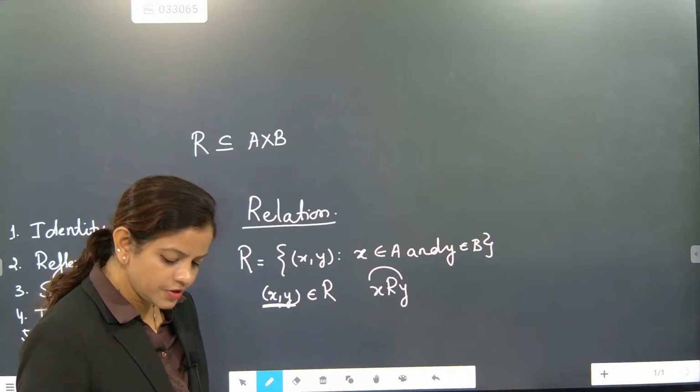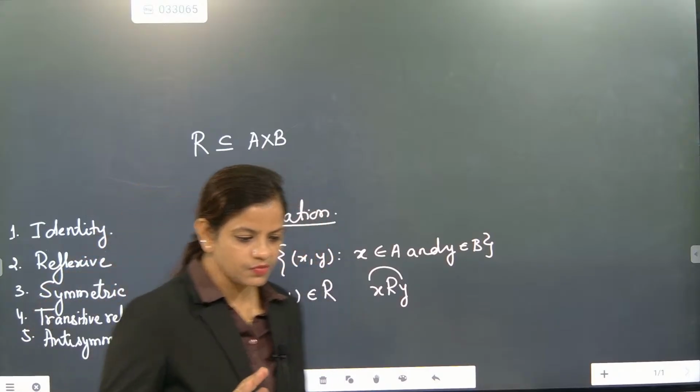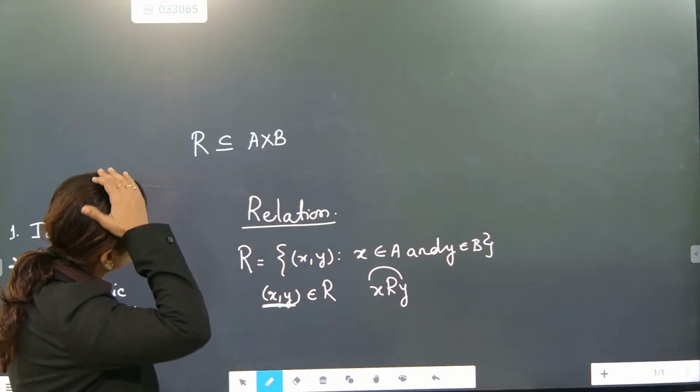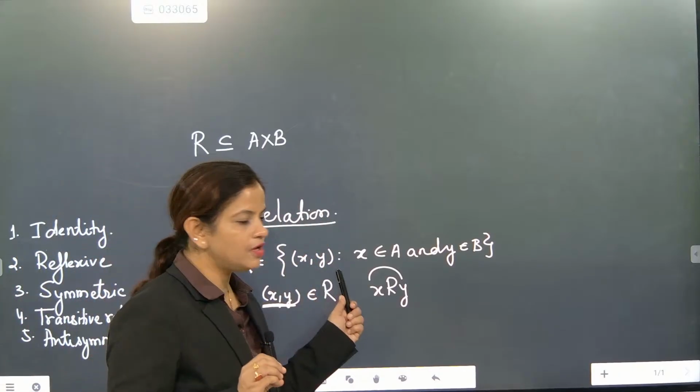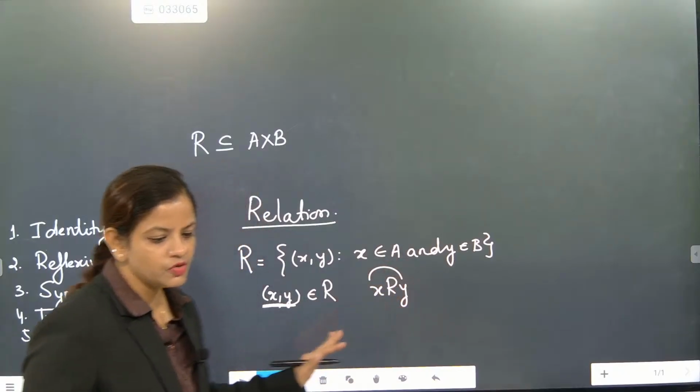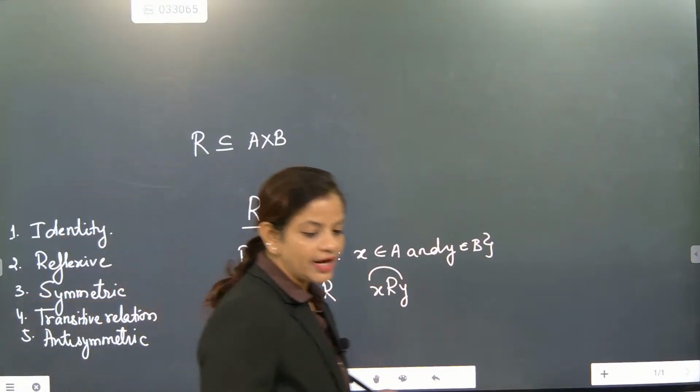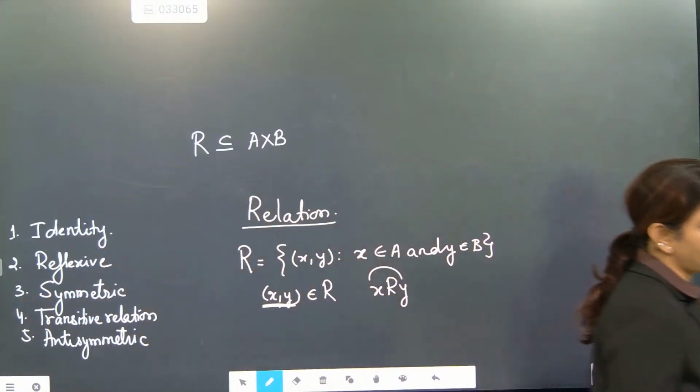R is a subset of A cross B. This is one part I have discussed. Another part is relation XY; write these few pieces of information. Whatever is needed, you write in your note. For final revision, it will be helpful.